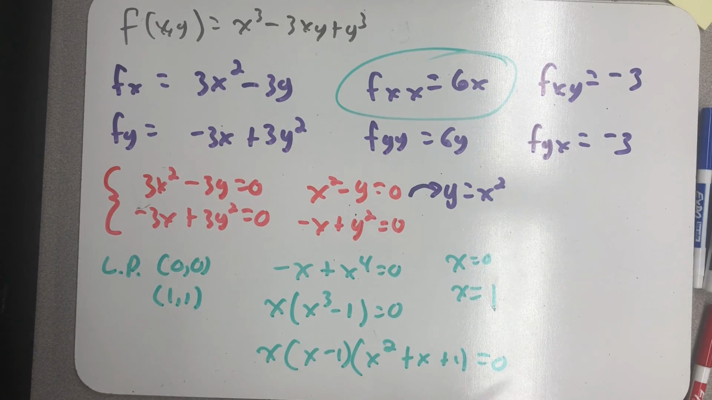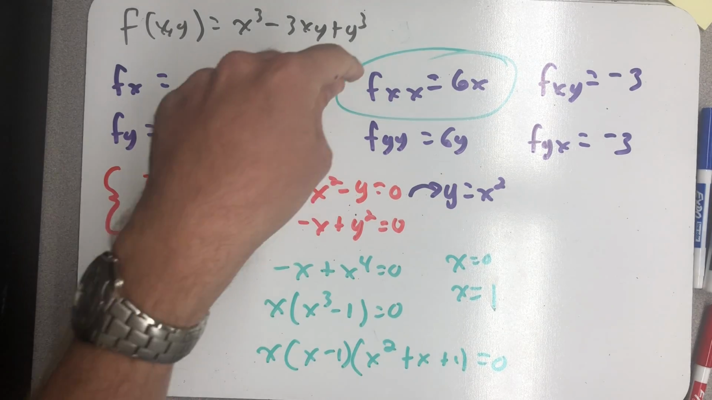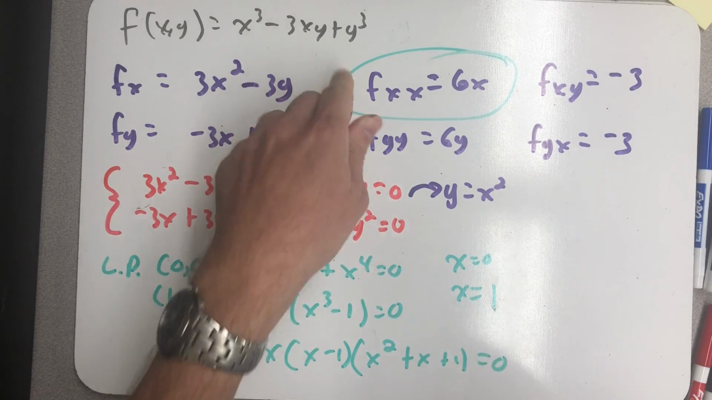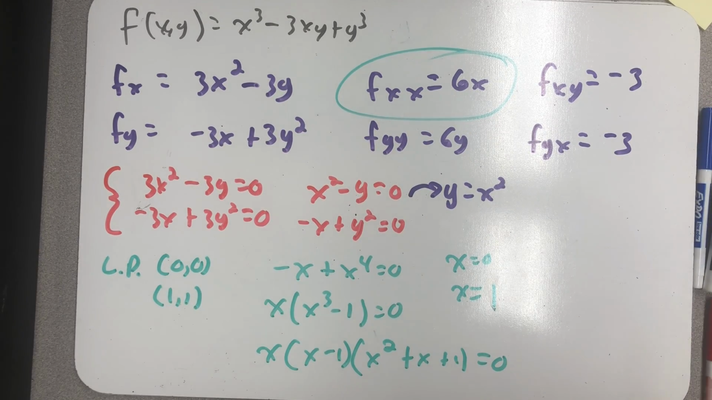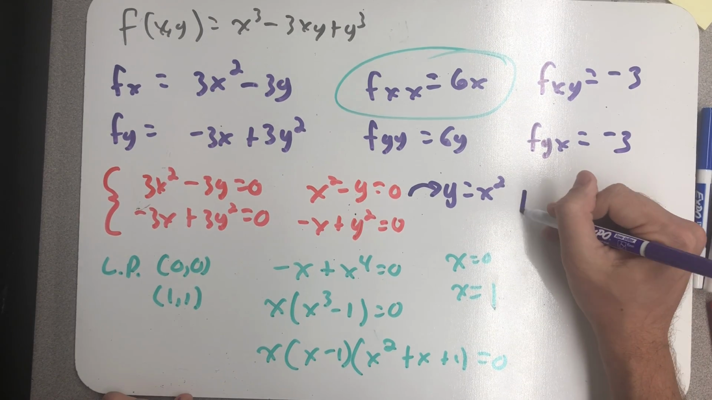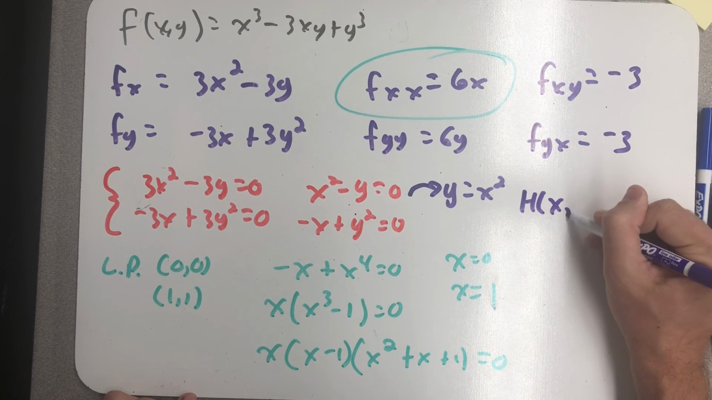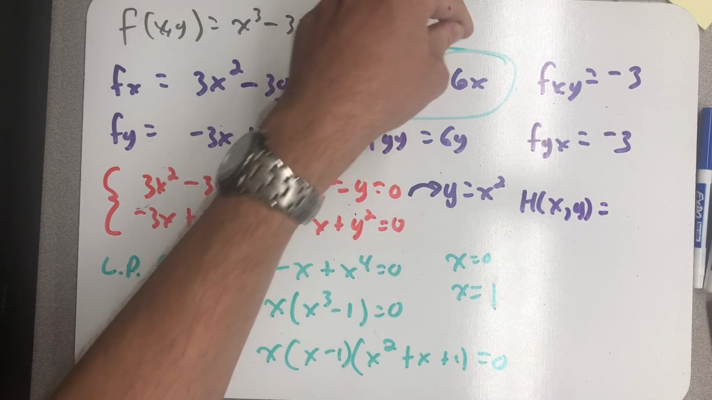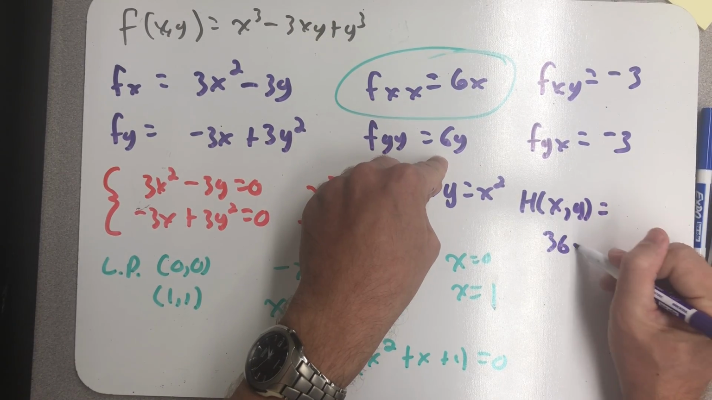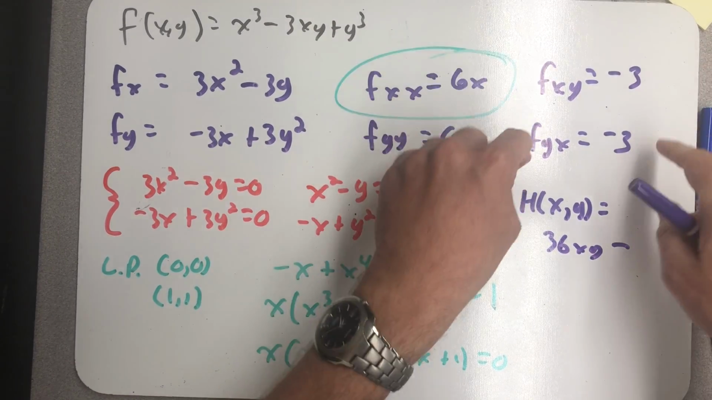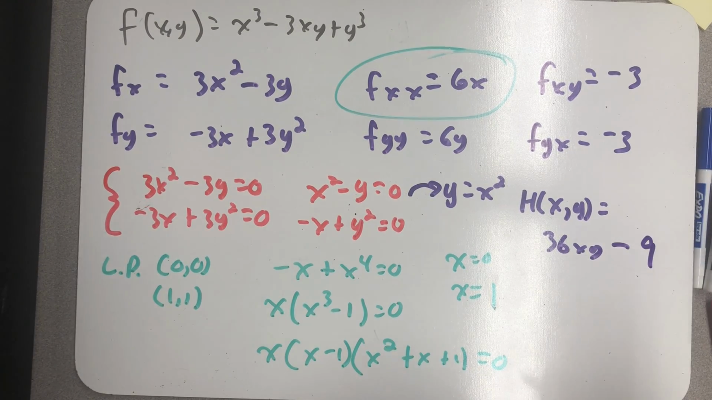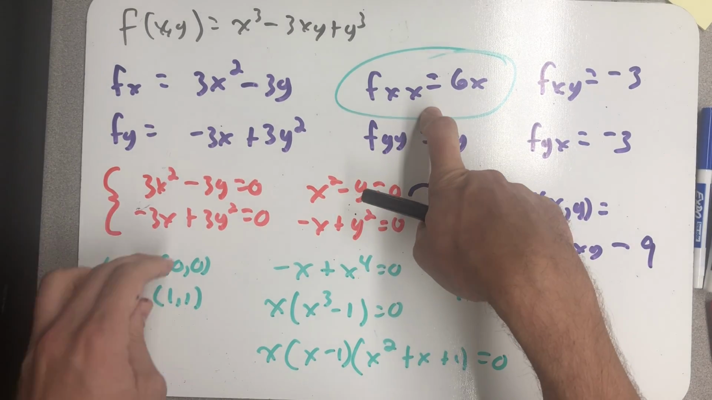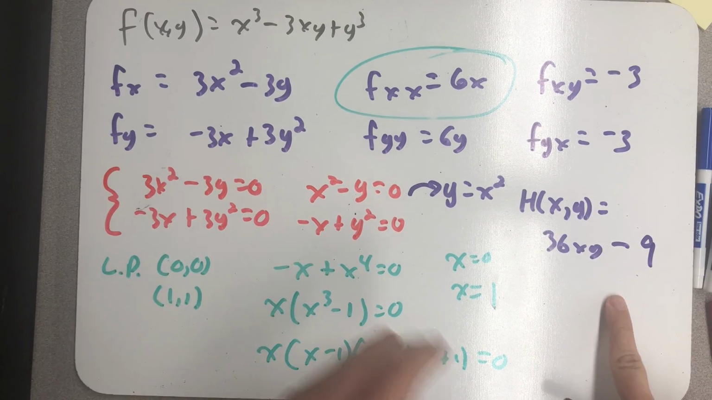The second derivative test for local extreme values says I'll need to know this value to know if I have a min or a max happening, and I'll need to know the value of the discriminant, also called the Hessian. H of x,y, the discriminant, the product of these two things, so 36xy, minus the product of these two things, which is 9. All right. So what I want to do now is build a table where I evaluate f_xx at both critical points and the Hessian at both critical points.